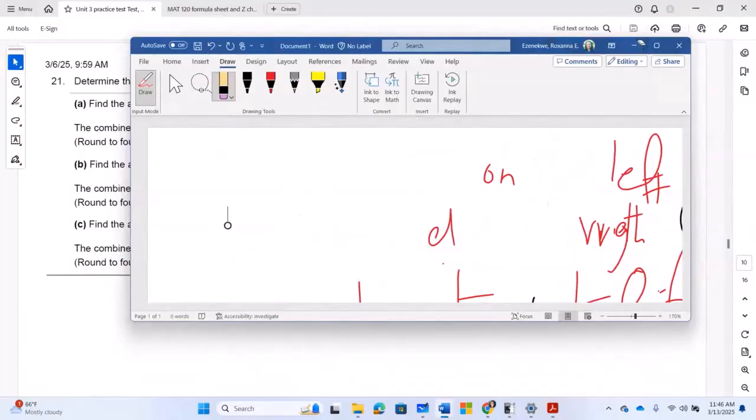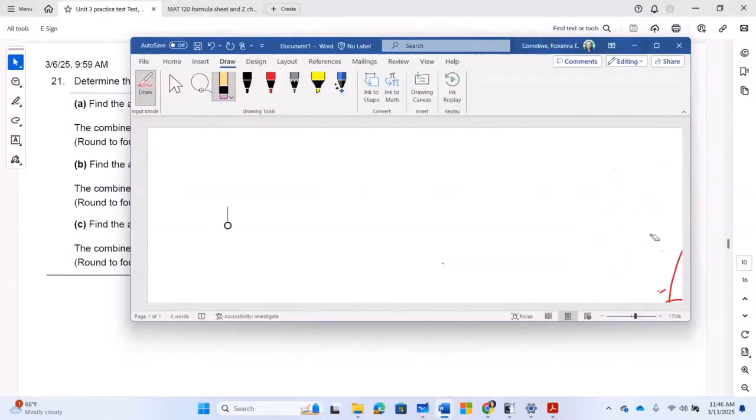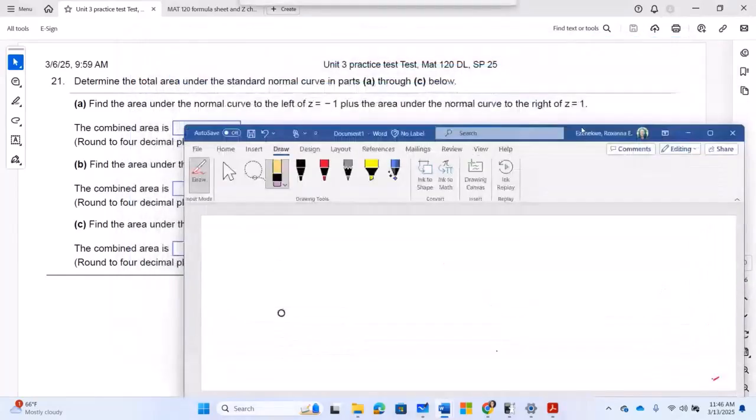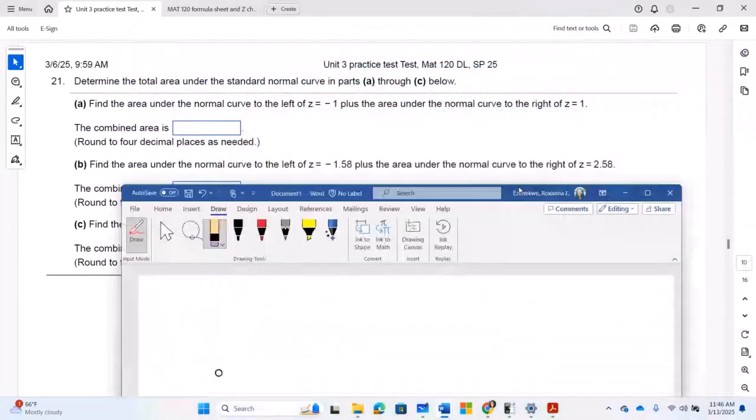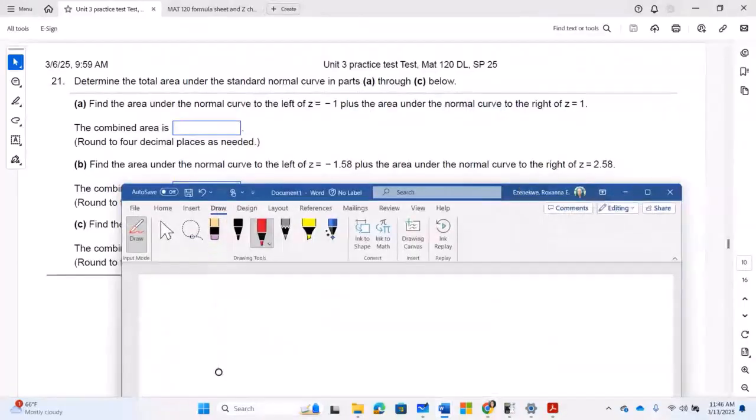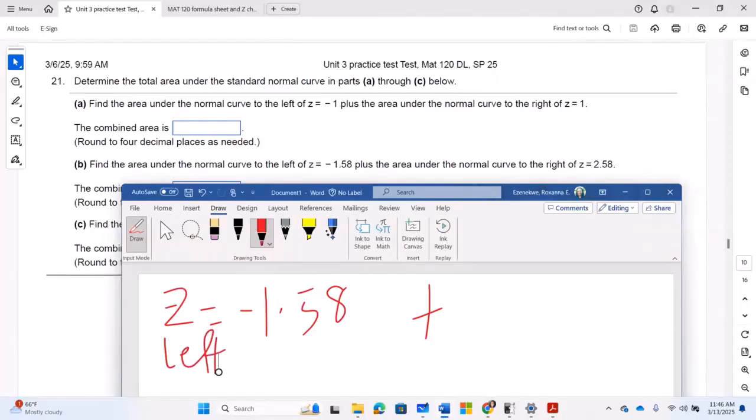I'm going to add these two areas, and I can use a calculator, but let's read the chart. You'll be free to use any one you want to use. If you are more comfortable using the chart, that's fine. So I have Z equal to negative 1.58, plus, I'm also told area to the left, and then plus area to the right of Z equal to 2.55.